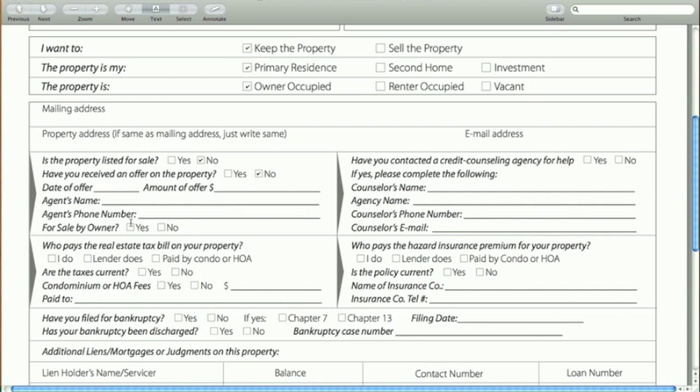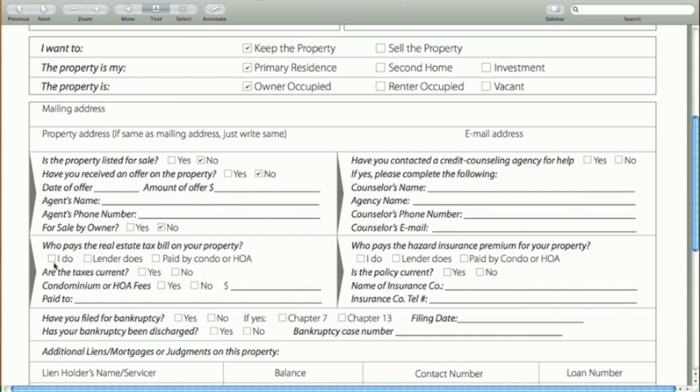Have you received an offer on the property? No. A lot of times people think that just because it doesn't apply, they don't have to check it. These particular boxes here, you need to check them, or say doesn't apply. So for date of offer, just put NA, amount of offer, NA, NA, NA. For sale by owner, if you're selling it yourself, or if you're not, just click no on here.